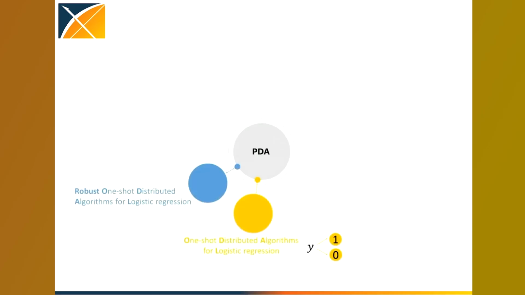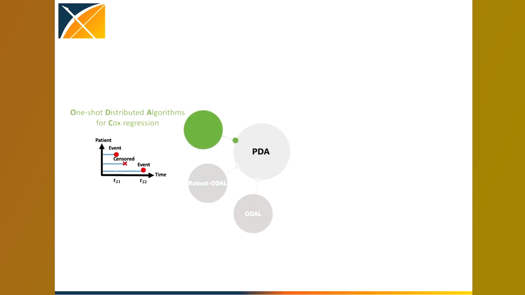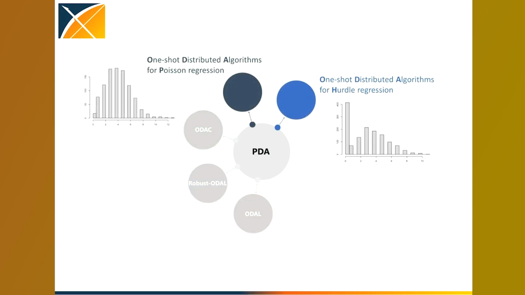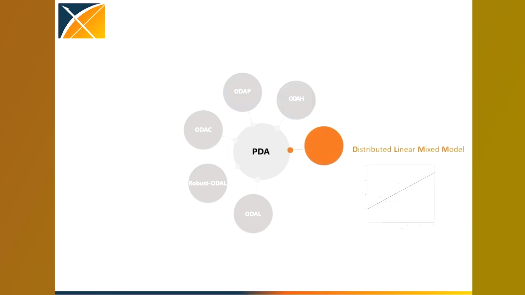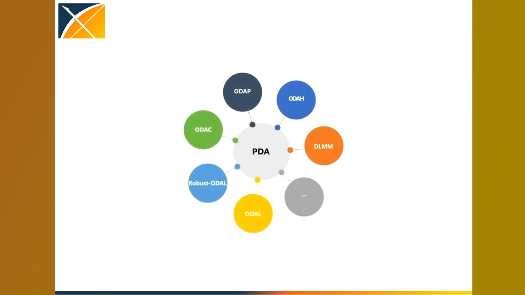So far, we have developed efficient algorithms for the most commonly used models in healthcare studies, with algorithms for modeling binary outcomes, time to event outcomes, and count outcomes. We are expanding our work to many other types of statistical or machine learning models as well.